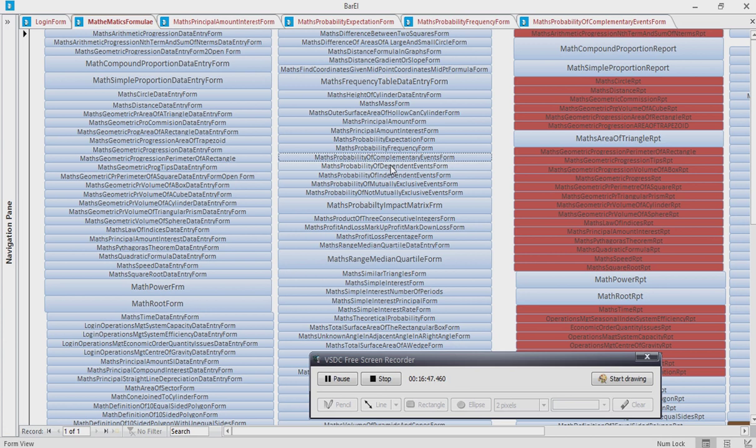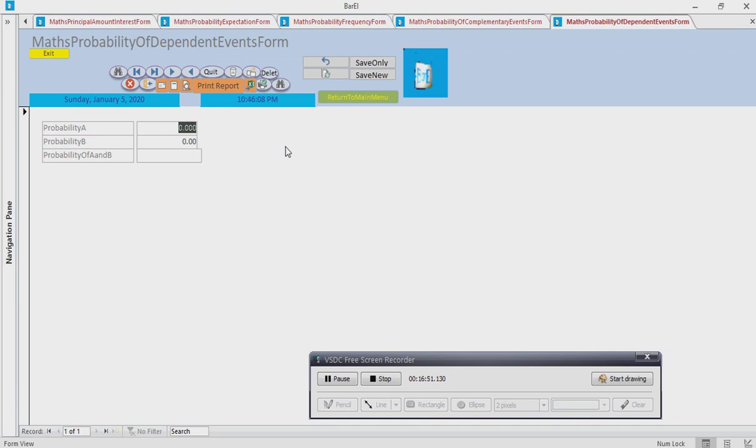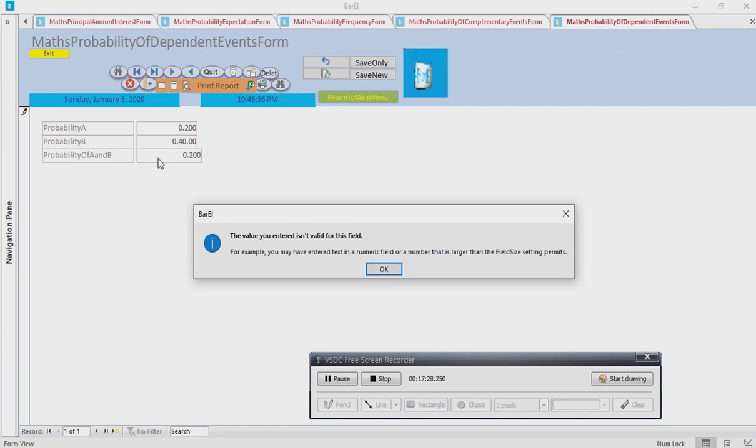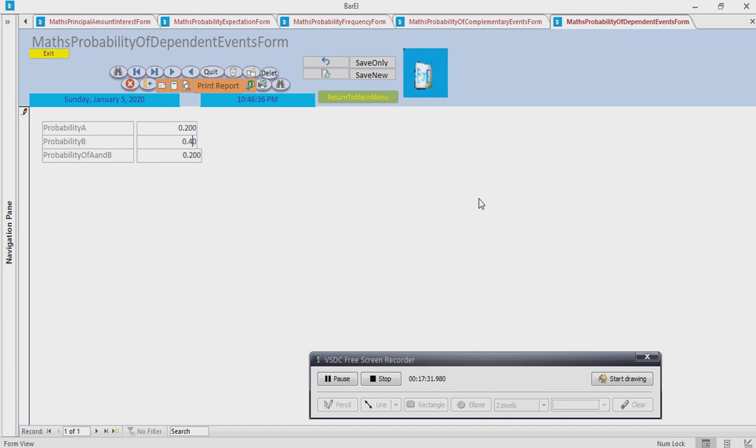Probability of dependent events. The probability of A is 0.2, and the probability of B is 0.4. Then the probability of A and B is 0.6.